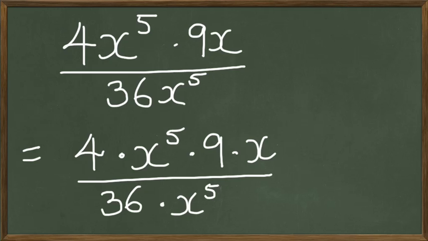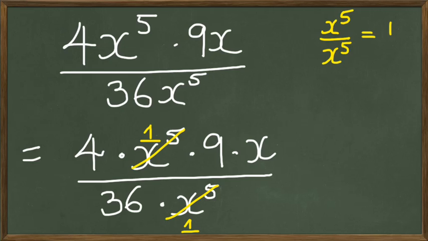Now, in any rule, if you have in the numerator and the denominator the same number and all of them are getting multiplied, then I could say x to the power of 5 divided by x to the power of 5 is actually equal to 1. So I could say that these two get cancelled out and get replaced with a 1.